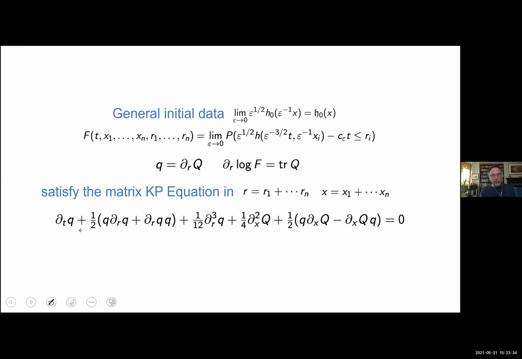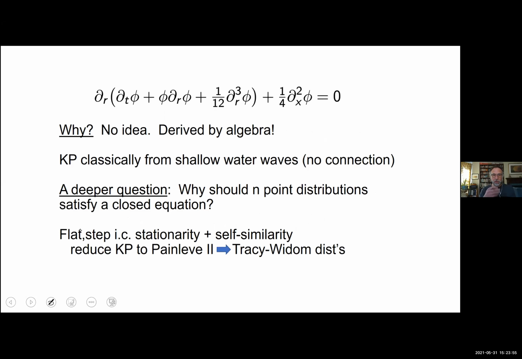Interestingly, in the variables T and the sum of the R's and the sum of the X's. Okay. So I'll just leave this up for a second so you can appreciate it, and then I'll try to comment on all these results. Here's the KP equation, the one-dimensional version at the top. And the question is why this happens. And the answer so far, I would say, is we have no idea.